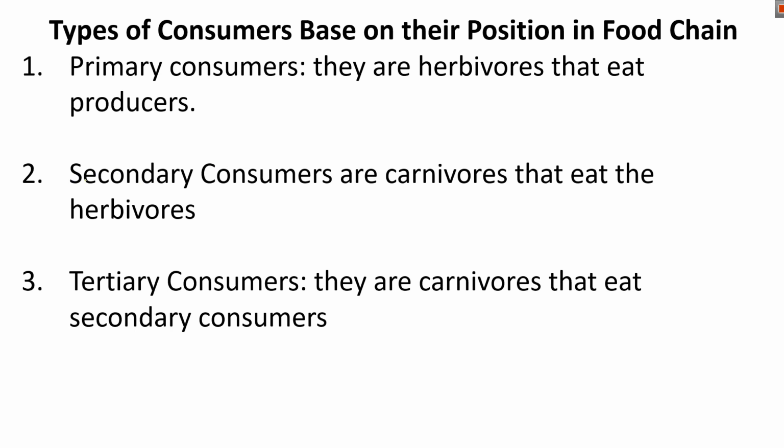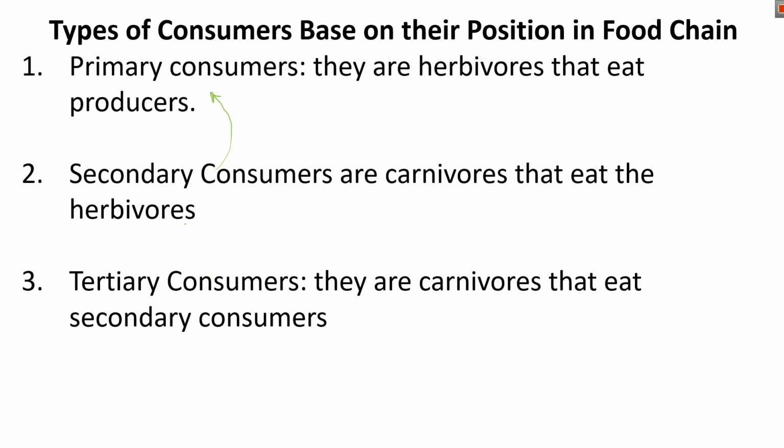After primary school, where do we go to? Secondary school, right? So we have the secondary consumers. Secondary consumers are carnivores. They eat the herbivores. That means they eat the primary consumers. They cannot eat the producers because they are carnivores. They can't eat plants. Then we will have the tertiary consumer.